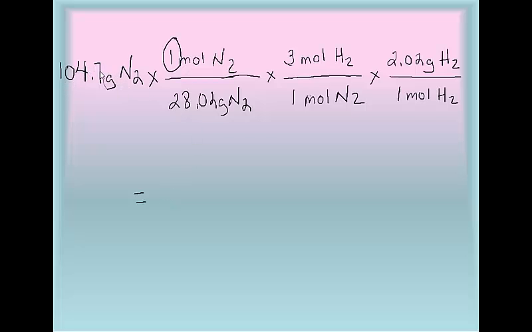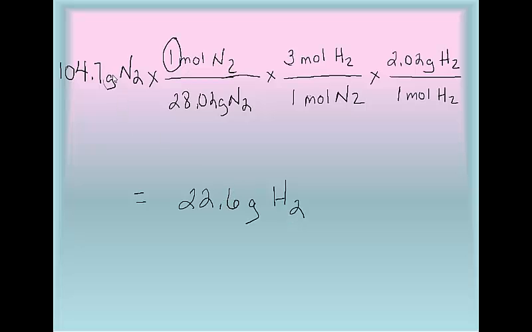1, 2, 3, 4 sig figs here, 4 sig figs here, counted number, counted number, counted number, counted number, 3 sig figs here, so I have to have 3 sig figs in my answer, 22.6 grams of the hydrogen gas will be needed to completely react with 104.7 grams.